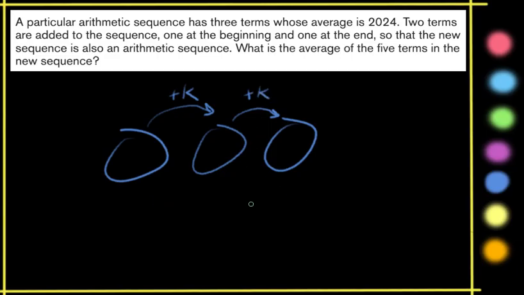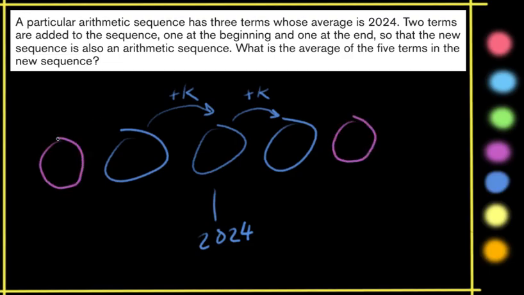And we take the average of these three, and it's 2024. They, of course, like to use the current year in these problems. And it says then we're going to add some new terms in the sequence, one up above and one down below. And it's still going to be an arithmetic sequence, which means it's still plus k to get here and plus k to get from here to here.